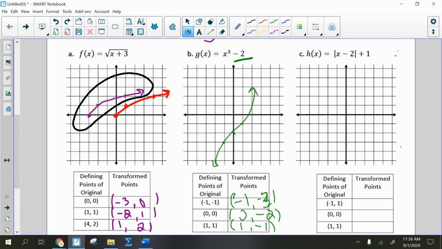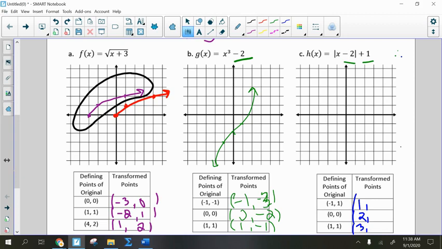All right, this last one here is an absolute value function, and it has a horizontal and vertical transformation. We're going to go to the right 2 and up 1. So that means if I go to the right 2, I have 1. To the right 2, it's a 2. To the right 2, it's a 3.